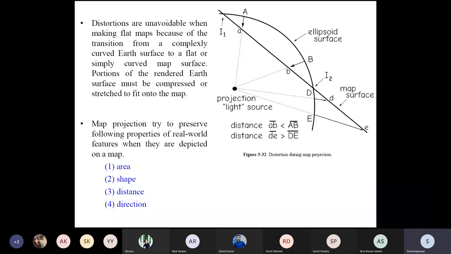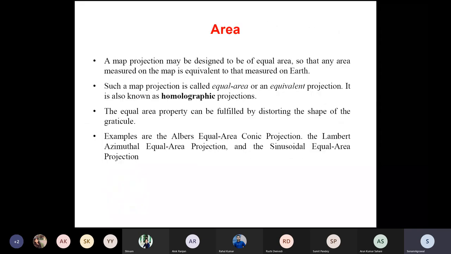So overall we have seen the classification of the projection system on the basis of the property preserved. On the basis of this, we have four types of projection. First one was the area. Those projection systems that preserve the area property are known as the equivalent projection or homolographic projection. In this case, the shape will get distorted, but the area will remain the same.